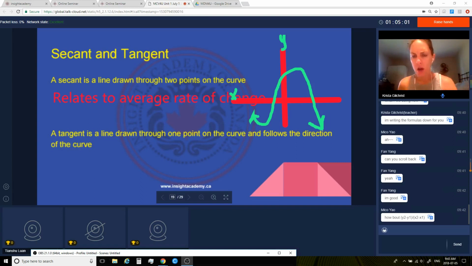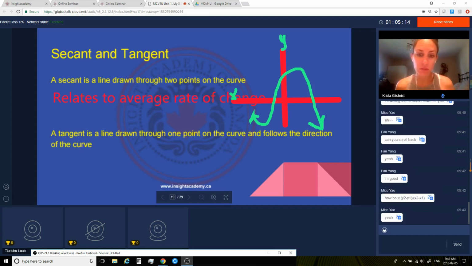Oh, okay, so Miko, sorry, you're asking about the slope of a line? Is that what you're asking about? That's how we would find the secant, if that's what you mean. That's how we would find the slope of the secant. Yep, exactly. y2 minus y1 over x2 minus x1. That's exactly how you find the slope of a secant.